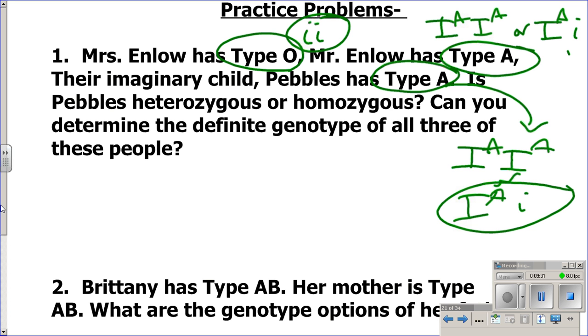She could, but that's the thing. Dad can either give the big I^A or big I^B, or he can give the little i. So if he can give this one or this one, there's a possibility she's fine. She could get this one from Dad and this one from Mom. So that's why it's still up in the air. We don't know for sure which one Dad could have.